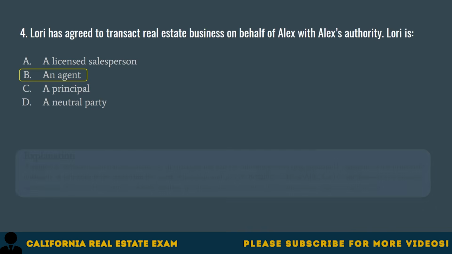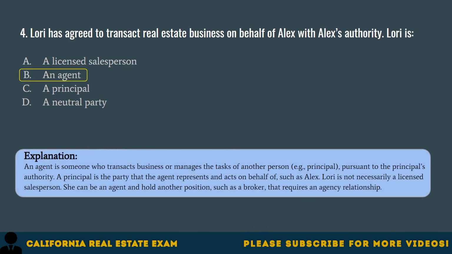An agent. An agent is someone who transacts business or manages the task of another person, for example a principal, pursuant to the principal's authority. A principal is the party that the agent represents and acts on behalf of, such as Alex. Lori is not necessarily a licensed salesperson. She can be an agent and hold another position, such as a broker, that requires an agency relationship.